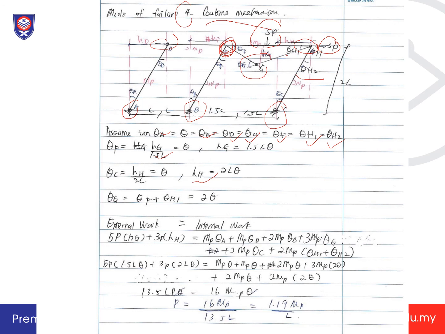Then you solve it by using all the theta, using external work equal to internal work. So 5P times HG plus 3P times HF is equal to internal work, which is MP theta A plus MP theta D plus 2 MP theta B plus 3 MP theta G, and then plus 2 MP theta C and 2 MP times theta H1 and theta H2. Then you solve it, you will get P is equal to 1.19 MP over L.